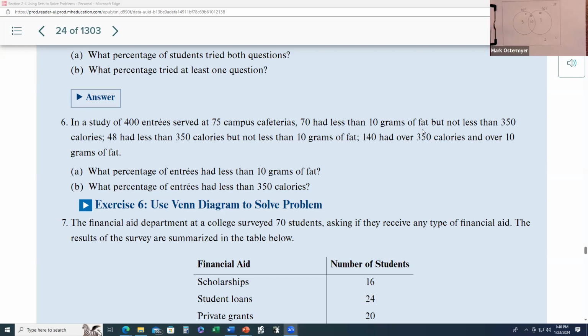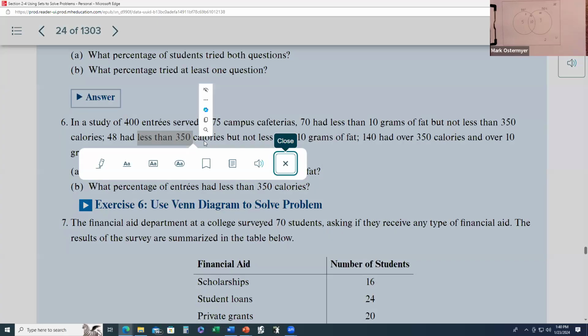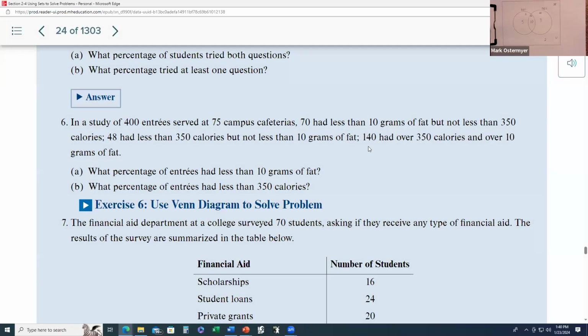Less than 10 grams of fat seems like it might be one circle. Do you agree? Yes. Less than 350 calories would be maybe another circle, right? That's the way I'm interpreting this here. So let's see if we can put this together. This is not a classwork problem. We're kind of working on this one together a little bit here.